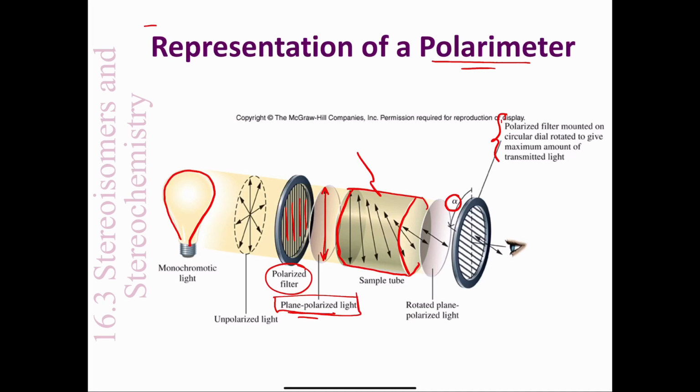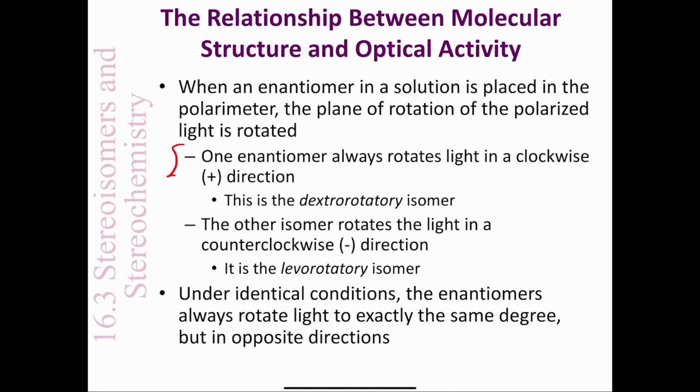Now you might be saying, well, that's interesting, an enantiomer can rotate plane polarized light. But what's really fascinating about this, and where it becomes so useful, is that one enantiomer will rotate the plane polarized light in one direction, and the other enantiomer will rotate the plane polarized light in an equal amount, but in the opposite direction. One enantiomer is always going to rotate the light in a clockwise, or what we call a positive direction, and we call this the dextrorotatory isomer, or D isomer. The other isomer is going to rotate the light in a counterclockwise, or a negative direction.